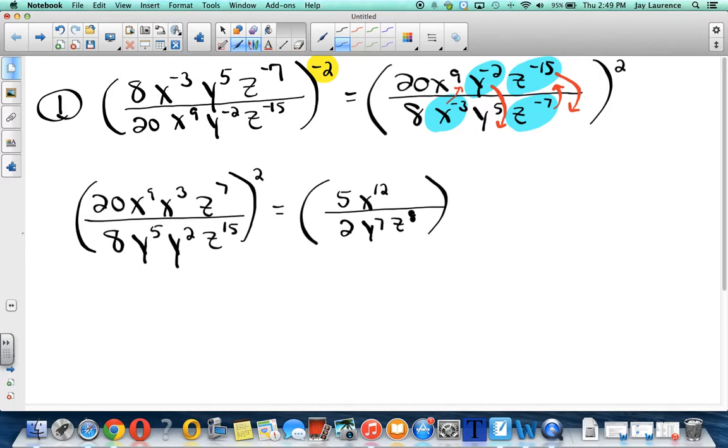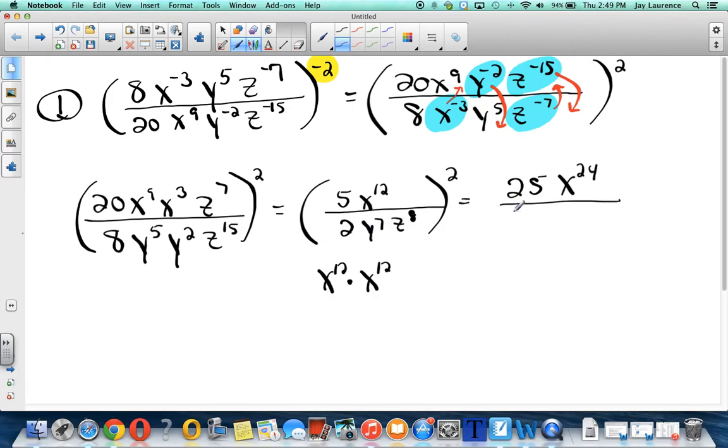Now I have to square everything. Be careful, a lot of you are making a mistake. Julianne, are you paying attention? We're going to get 5 squared, which is 5 times 5, so that's 25. And the same way, we're going to do x to the 12th times x to the 12th, not times 12, silly goose. Which is x to the 24th, right? Because I just add the exponents.